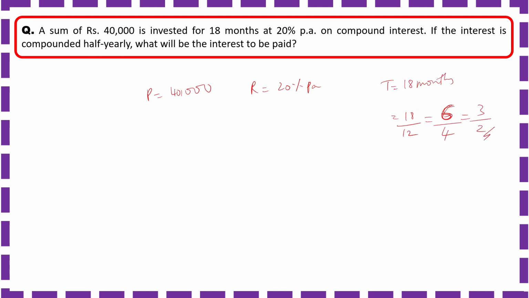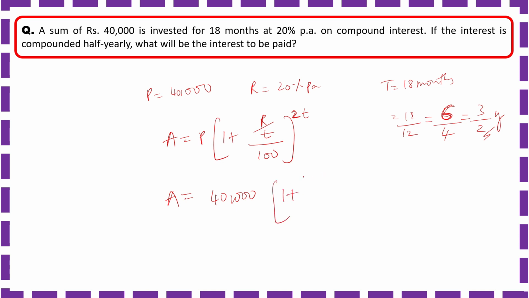3 by 2 years. And we know the non-annual compounding formula, that is A, amount is equal to principal into 1 plus R by T by 100 to the power 2 into T, right? So amount is equal to principal, that is 40,000 into 1 plus R by T. What is R? R is 20. What is T? T is 2. Why? It is half yearly, right? So half yearly means in 1 year there will be two halves, two 6 months, right?